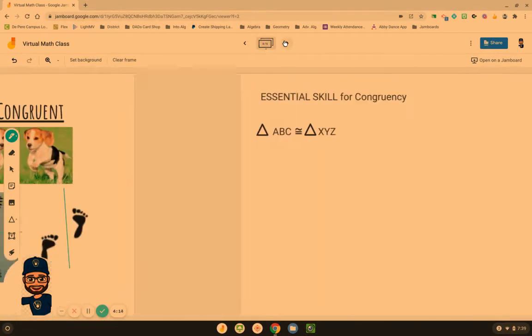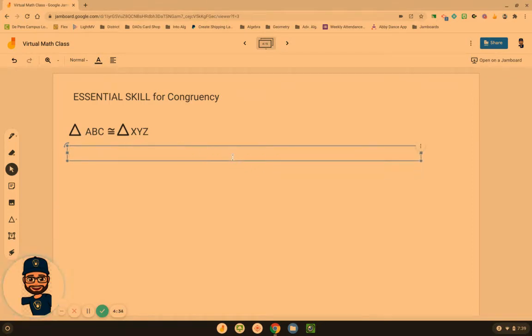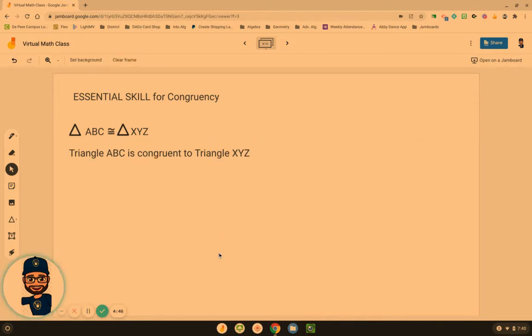theorems. However, probably the most essential skill in all of this chapter for congruency is understanding what a statement like this truly means. Let me try and type what it actually says first, and then we'll talk about the most important part. Triangle ABC is congruent to triangle XYZ. That's how we might read it. That's how we might type it.